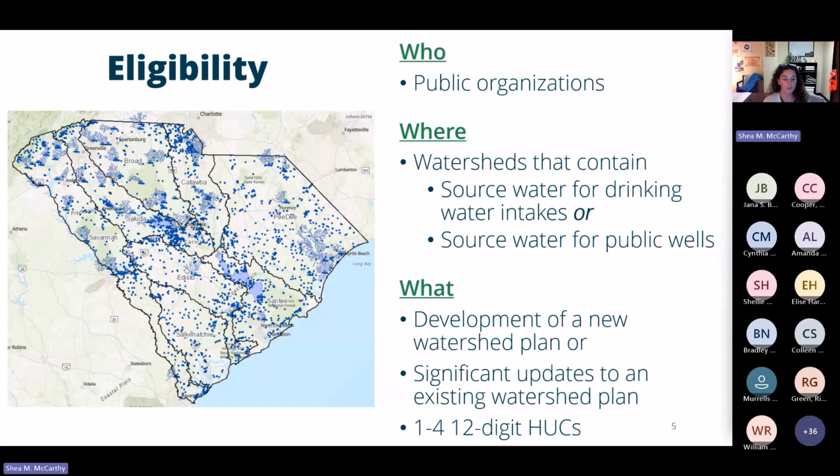So we know that there are some scenarios where it might make sense to develop a more comprehensive plan that covers a larger area, or where it's more manageable and maybe more impactful to focus on a smaller area, so maybe just one HUC or portions of HUCs. But again, we're looking for the best opportunity for water quality improvement.